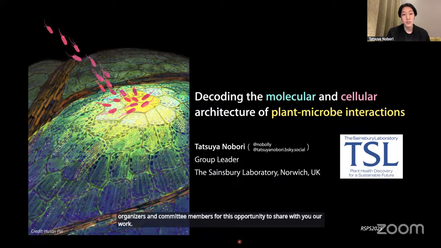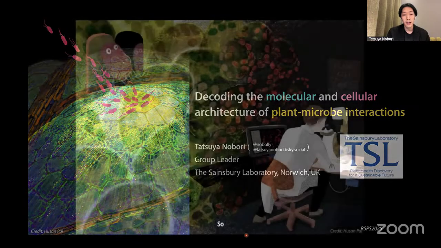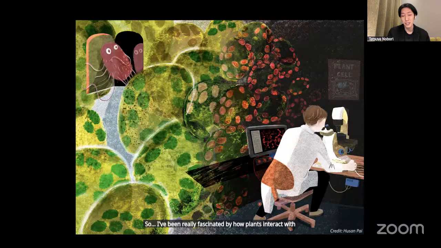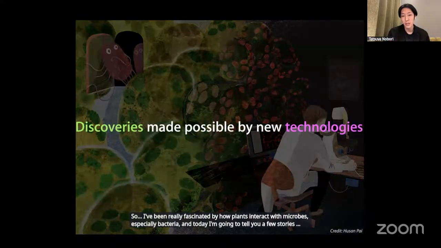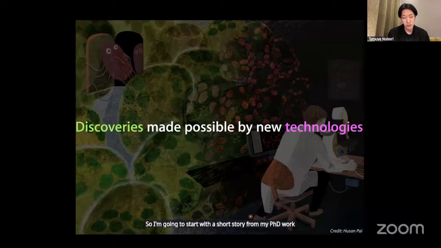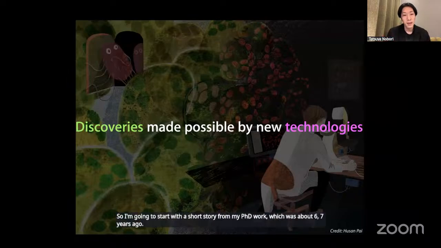Work. So I've been really fascinated by how plants interact with microbes, especially bacteria. And today I'm going to tell you a few stories where new discoveries or new biological insights were made possible by developing and using new technologies. So I'm going to start with a short story from my PhD work, which was about 6-7 years ago.